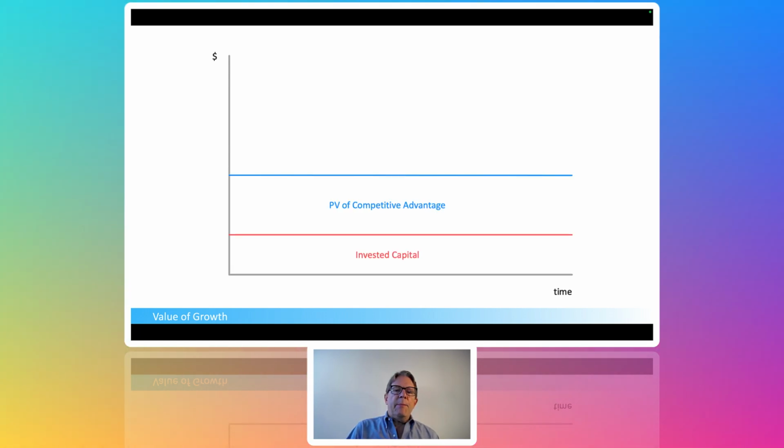There's your invested capital. There's that second layer of the valuation stack, which is the present value of competitive advantage. I'm going to talk more about that when we get into competitive advantage. But for the moment, we're going to assume that the company has a sustainable competitive advantage, and therefore that light blue, or I guess we'll call that sky blue layer, will hold and be steady. All right. So that's our valuation stack. That's the beginning of it.